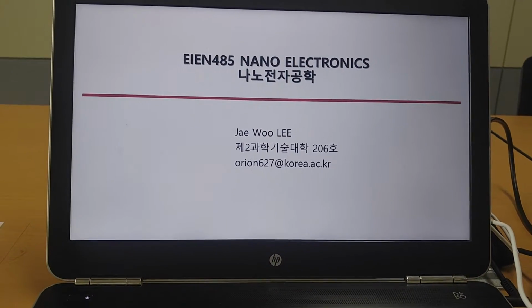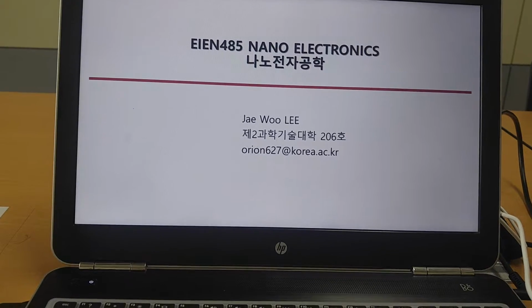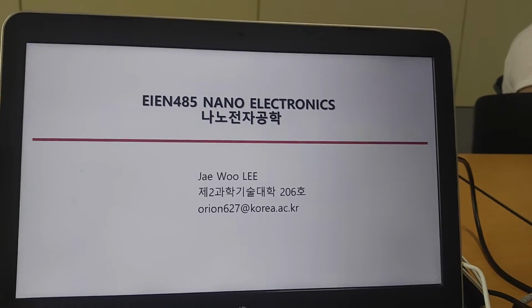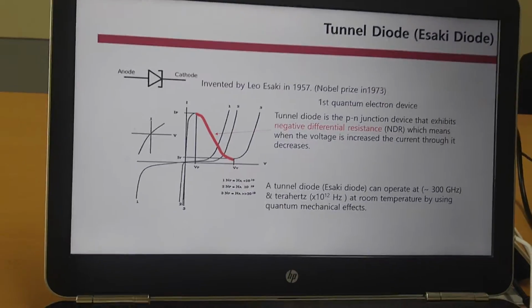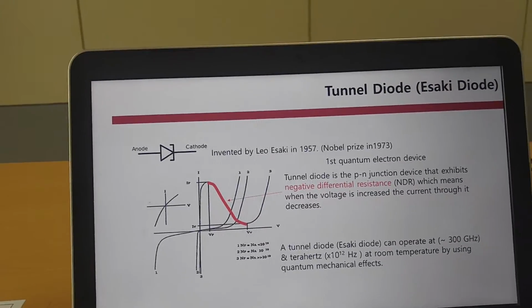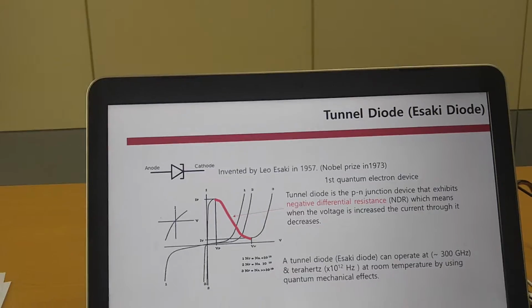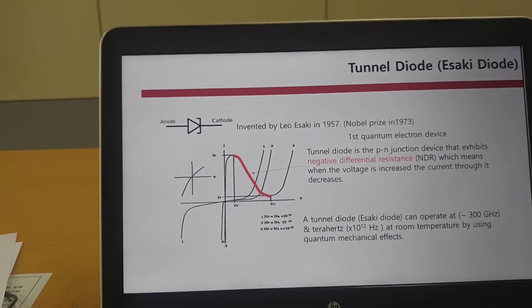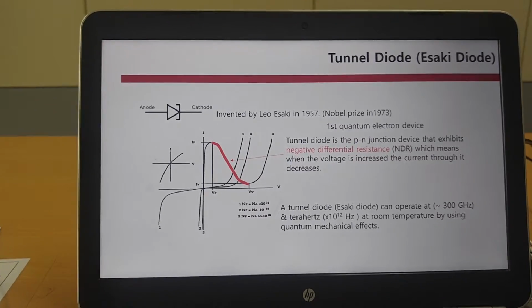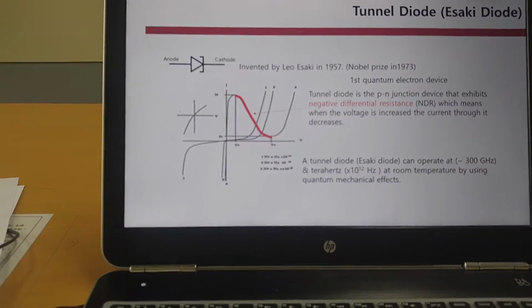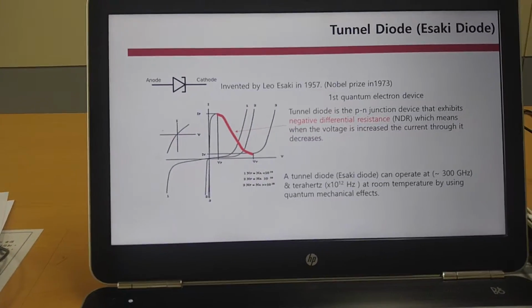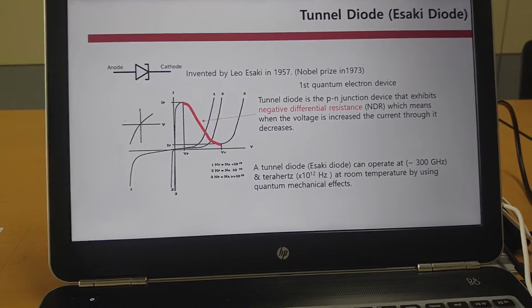This week we have learned about tunnel diode theory more deeply than last week's lecture. First, we learned about the Esaki diode. It was first invented by Leo Esaki in 1957, which is the first quantum electron device. What we have to focus on in this section is NDR, an abbreviation of negative differential resistance.